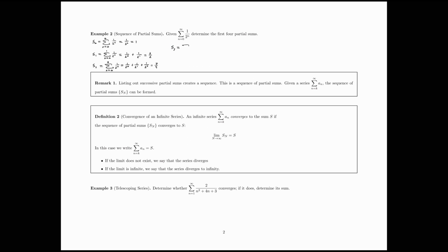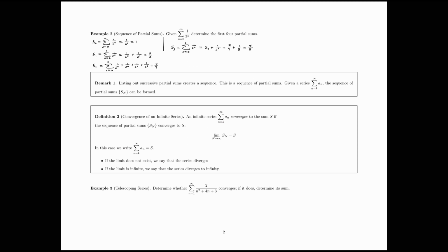So S3 is the sum from n equals 0 to 3 of 1 over 2 to the n, which we just argued a moment ago is going to be equal to our previous partial sum, let's call this S2, plus the term that we are now including, the n equals 3 term. So this would be 1 over 2 to the 3. So this is 7 fourths plus 1/8. We need a common denominator here, so this is 15 eighths.